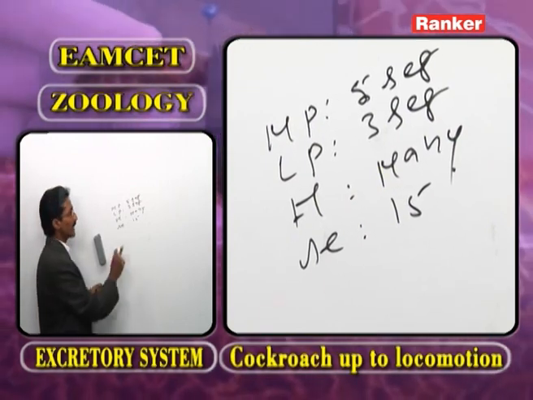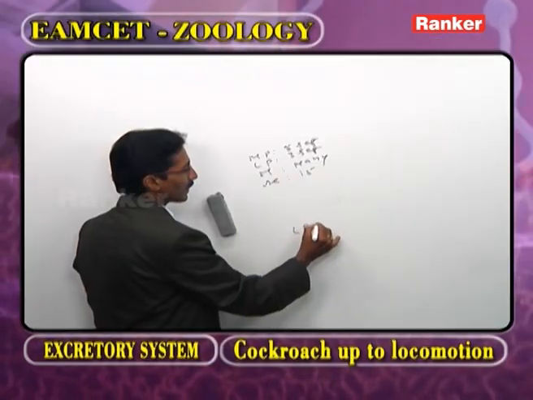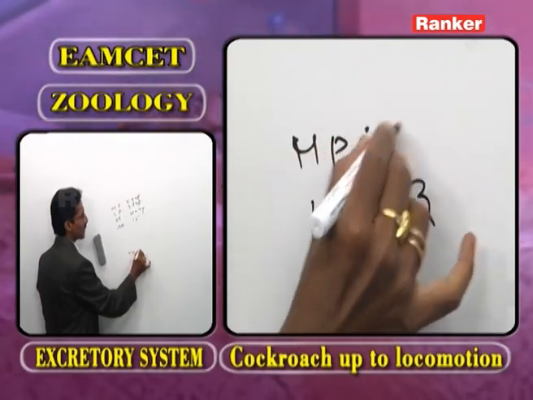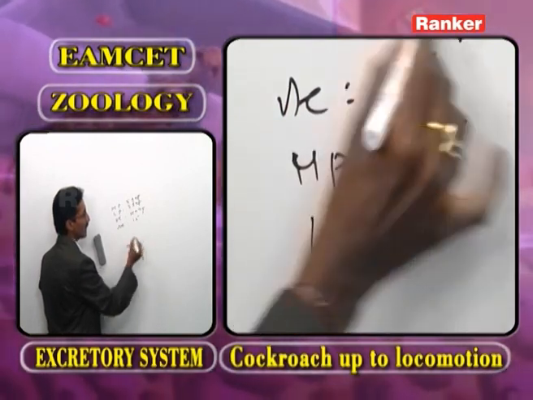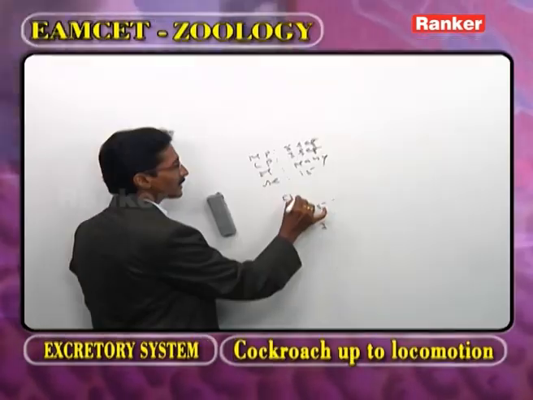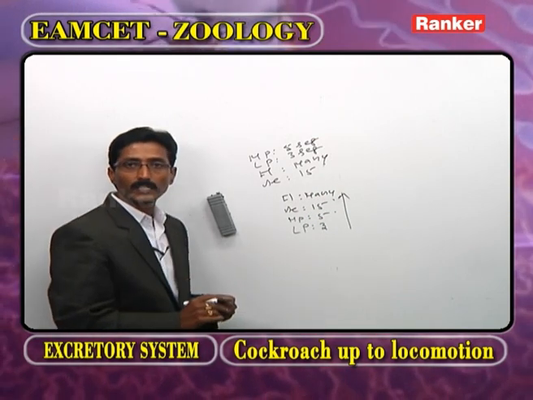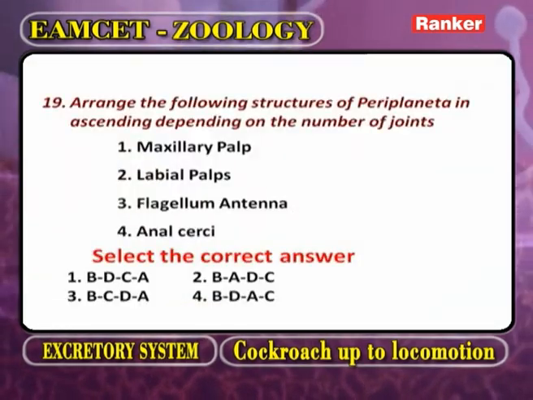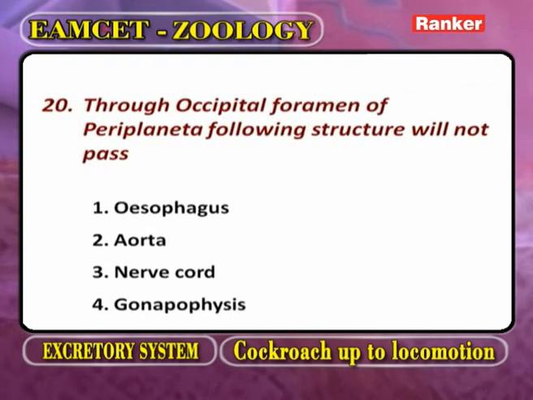Now what is the question asking? Arranged in the ascending order. As we observe the labial palp, how many segments? 3. Now the maxillary palp, 5 segments. Now the anal cerci, 15 segments. What about the flagellum? Many segments. This is ascending order. Based on this information, the correct answer for this question is the second option. Now go for the next question.